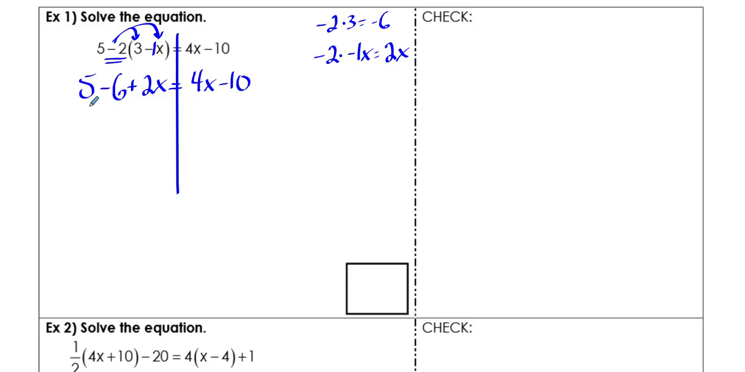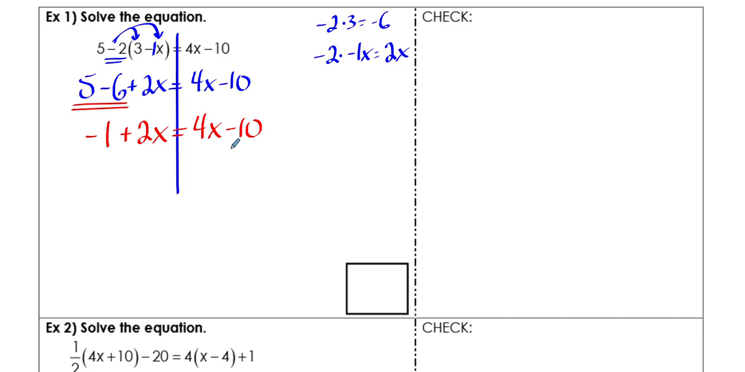We can still combine like terms on this side. We're going to put these two together. 5 minus 6 is negative 1. Nothing about the right side changed. Alright, now I've combined everything I can here. I've combined everything that I can here.